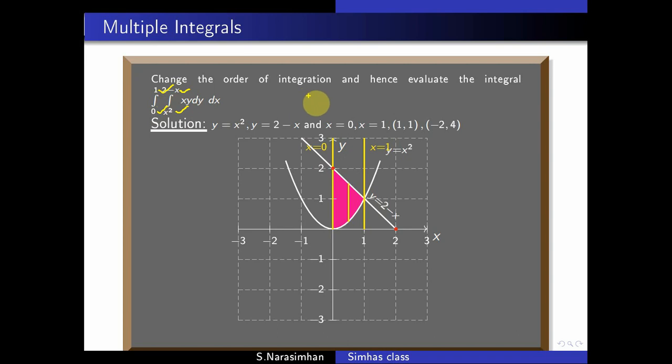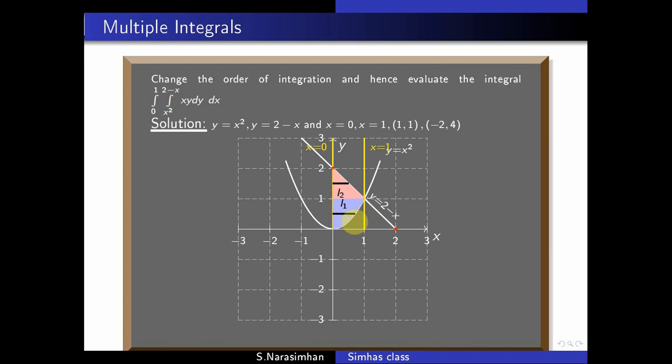Now the question asks us to change the order. Here I am integrating first with respect to y, so I am taking a step parallel to the y axis. They ask us to change the order, which means that I have to integrate first with respect to x. So take a step parallel to the x axis. If I take a step parallel to the x axis, what happens? Look at this. Here the upper limit is on this curve, whereas here the upper limit is on this line. So I have to split this into two regions.